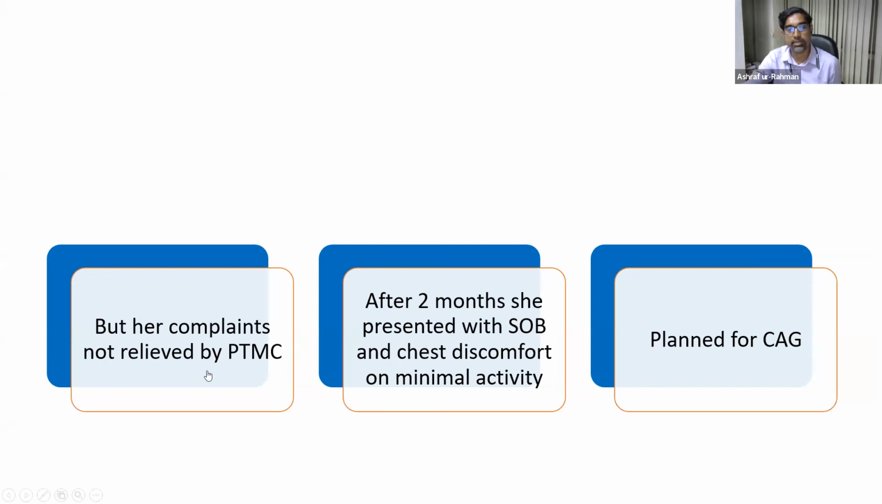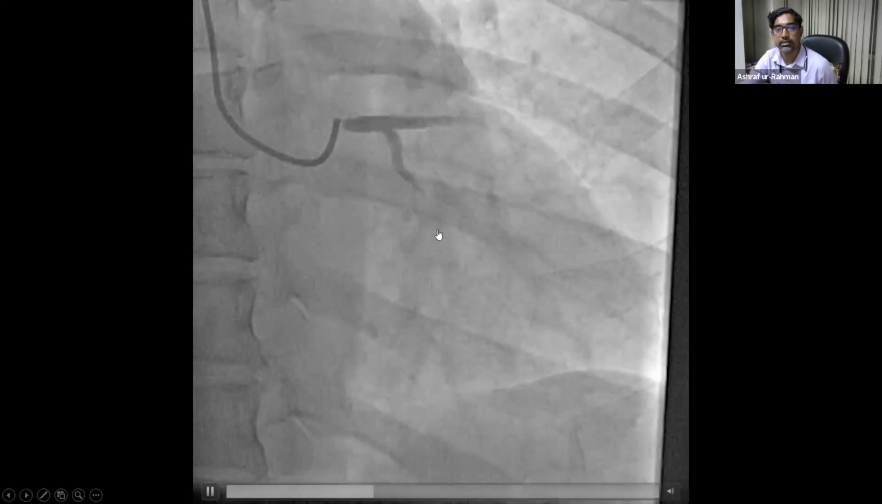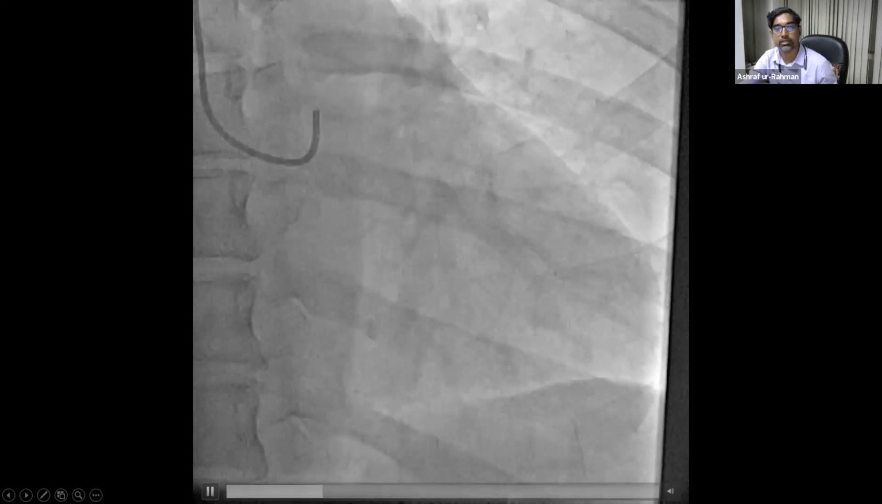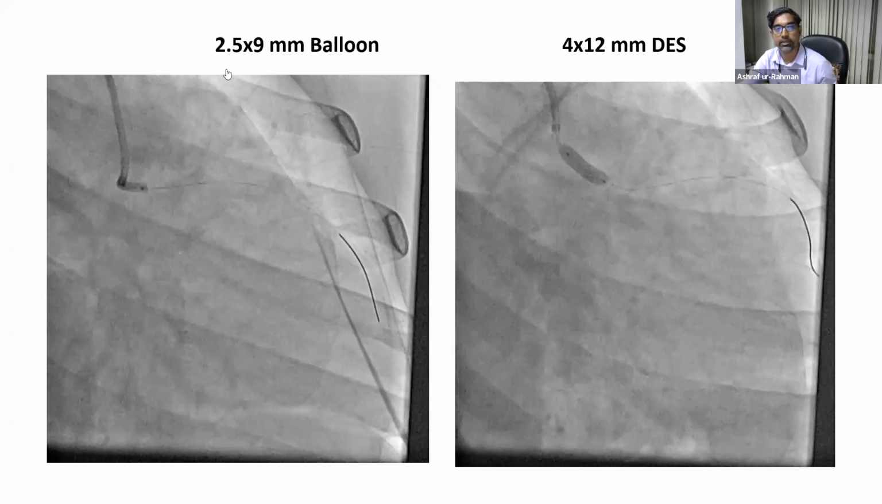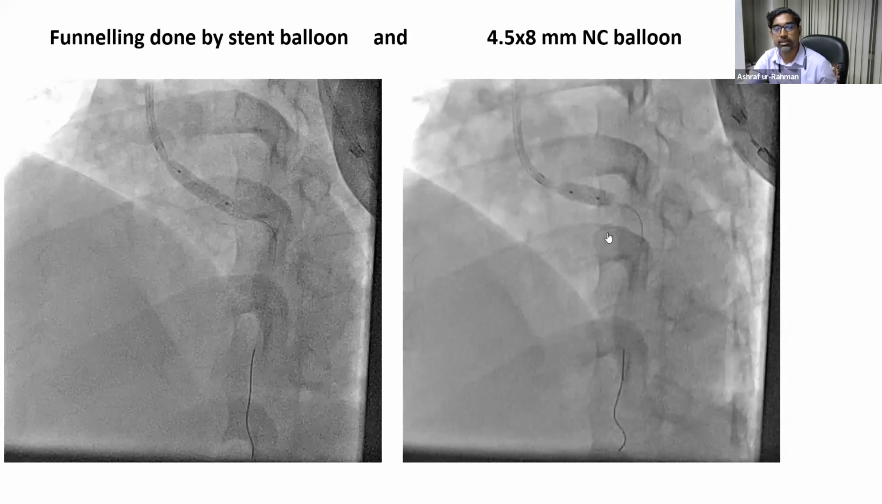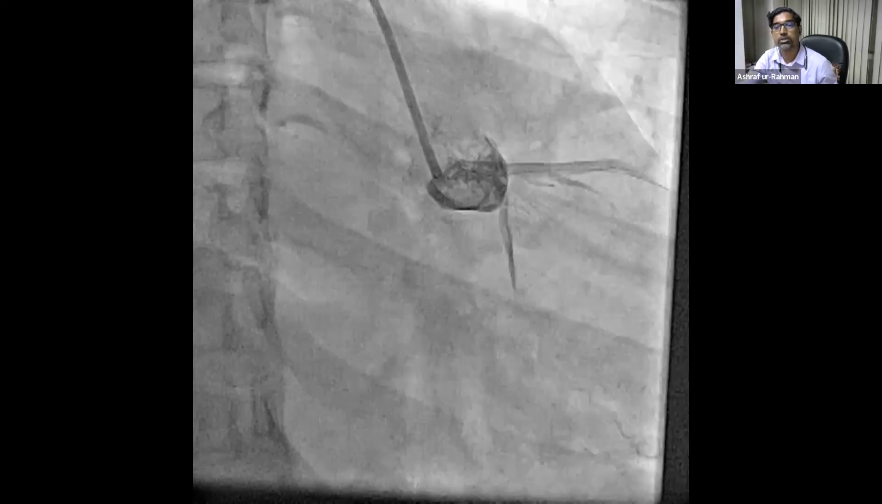But her complaints were not relieved after PTMC. After 2 months, she presented with shortness of breath and chest discomfort on minimal activity. So we planned her CAG, and we found this young lady has ostial left main disease along with severe MS. So we planned for stenting of the ostial left main, and we advanced the stent balloon, and this is the final outcome after left main stenting. So this lady has severe MS along with ostial left main disease.